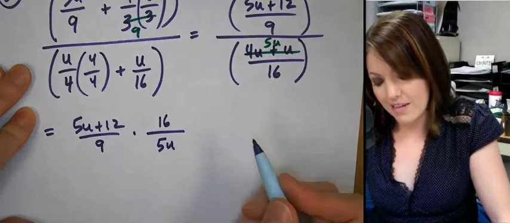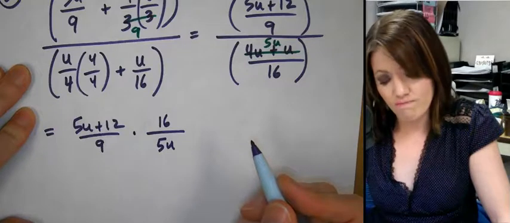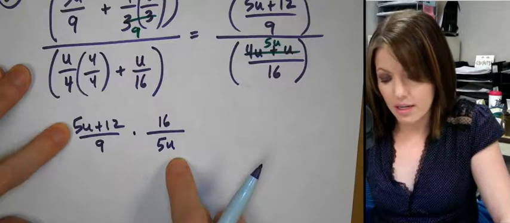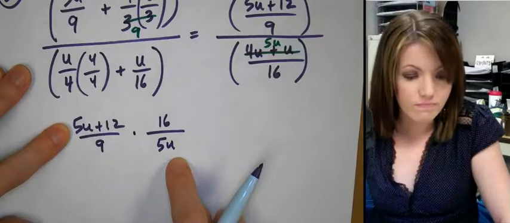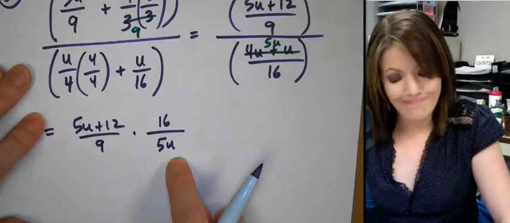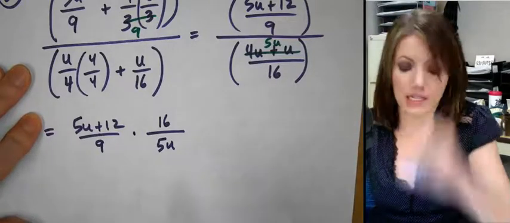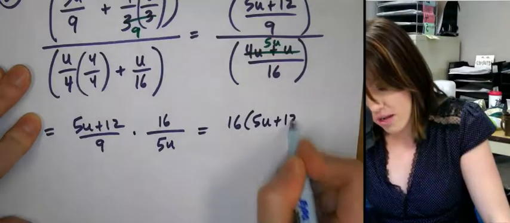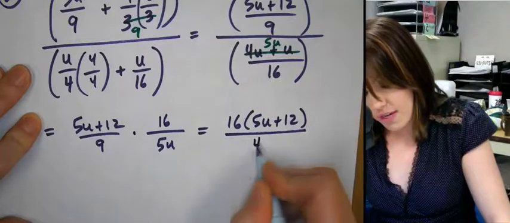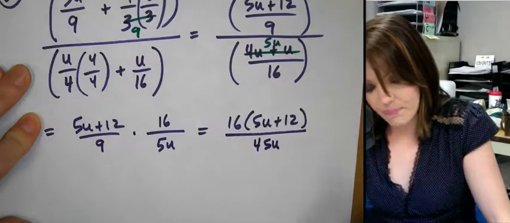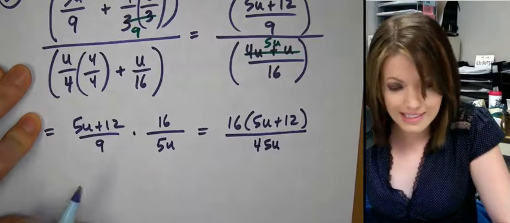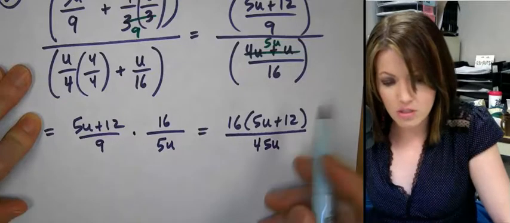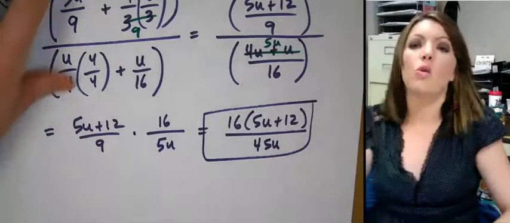And do we have anything that can be reduced? I know a lot of us are looking at those 5u's and are very, very tempted probably to do something with those. But I think we're out of luck. Sucks. I like canceling things. That's alright though. Okay, so we end up with 16 times 5u plus 12 over 45u. Yep, still nothing. Still got nothing. So that would be A. Now they actually multiplied it through, but it is equivalent to what we got.